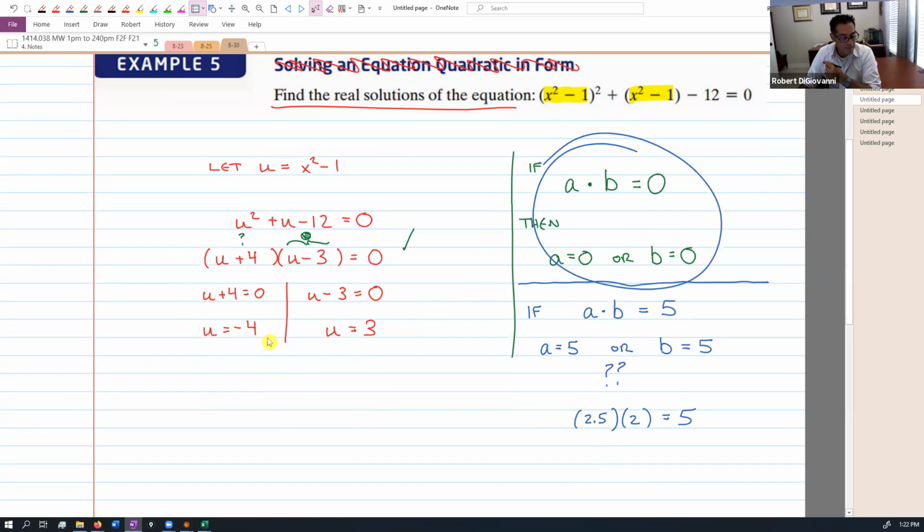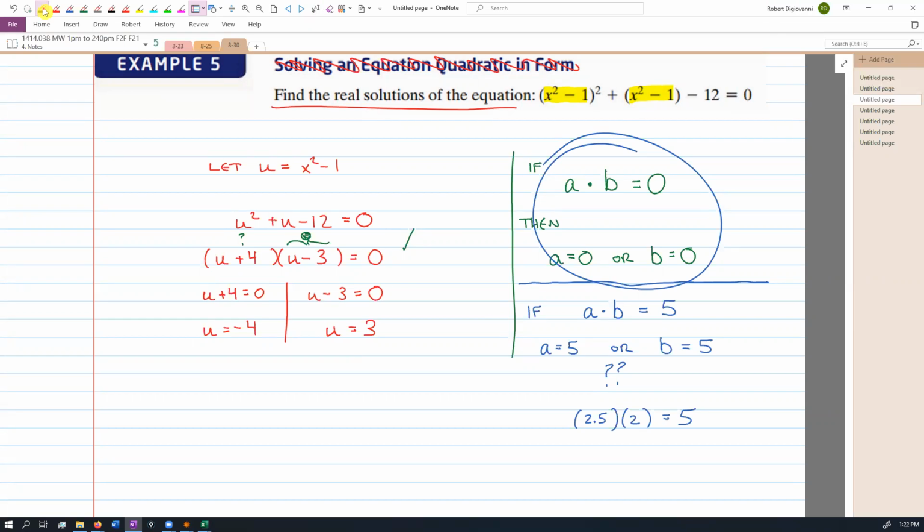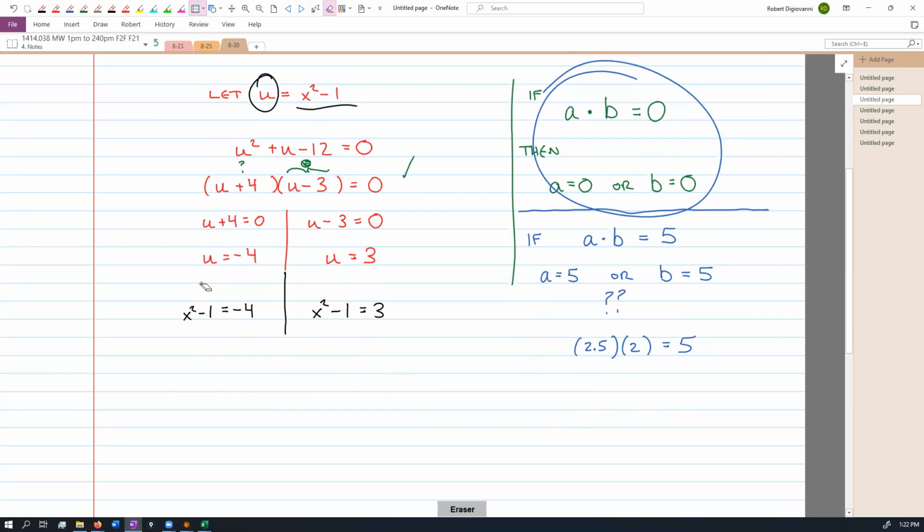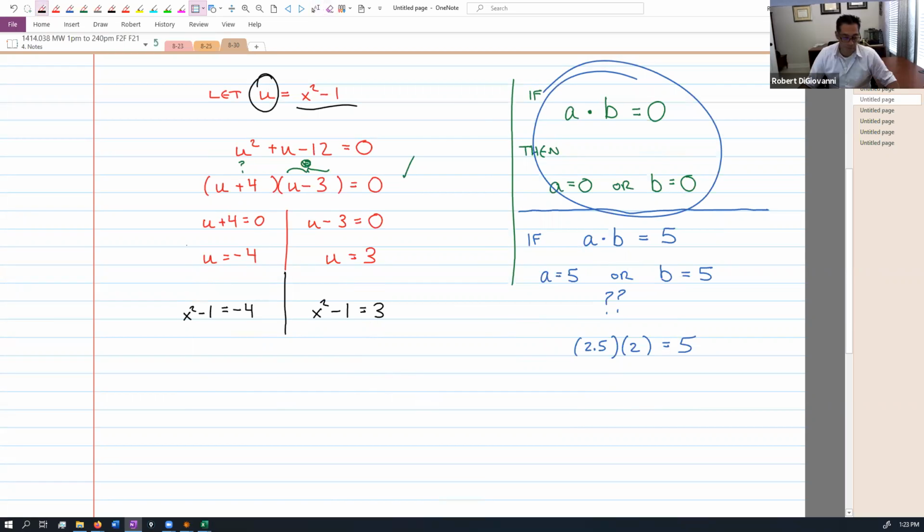So what am I going to do now? What was u? What was the substitution we made? x squared minus 1. Yeah, so we're going to replace that u with x squared minus 1. So I replace this with x squared minus 1 equals -4, and then the other equation becomes x squared minus 1 equals 3. We good, Adam? Yes.